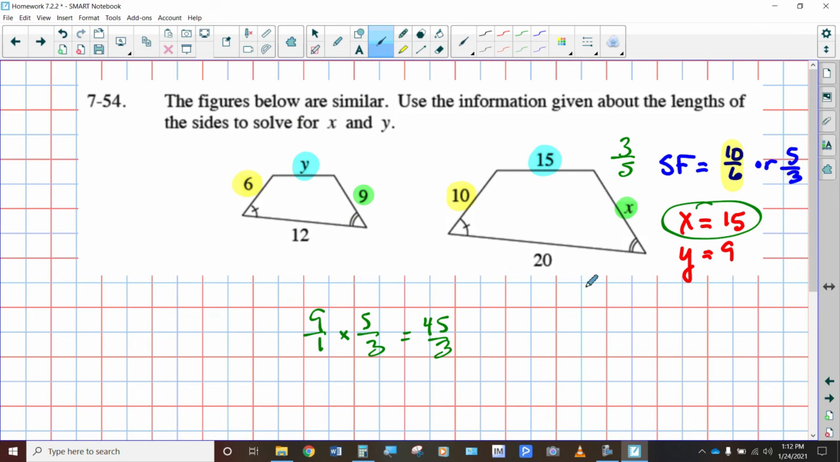But still, let's go ahead and figure this out now. So 15 has to be multiplied times the scale factor that's less than 1, because y is less than 15. So 15 over 1 times 3 over 5 gives me 45 over 5, and 45 divided by 5 is in fact 9. All right, so I feel like we should be experts now at determining scale factor and determining whether or not we should use the one scale factor or the other, depending on what information we need to find.